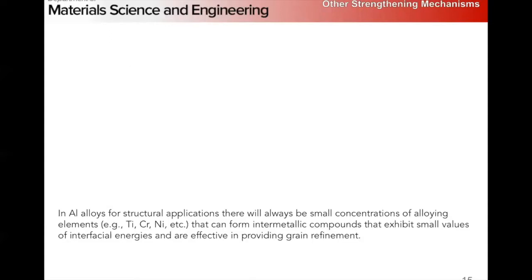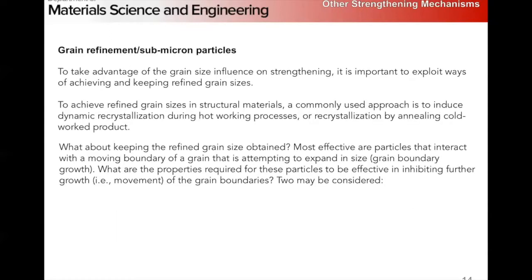Okay, so an important thing, if we're going to try and take advantage of grain size effects on strengthening, right, we have to be able to first achieve a small grain size by processing. Then we have to be able to keep the grain size from growing. Well, how do we do that? How do we refine the grain size? Right? Well, we can do that by recrystallization, either dynamic recrystallization during hot working, or recrystallizing by cold working and then annealing, or static recrystallization.